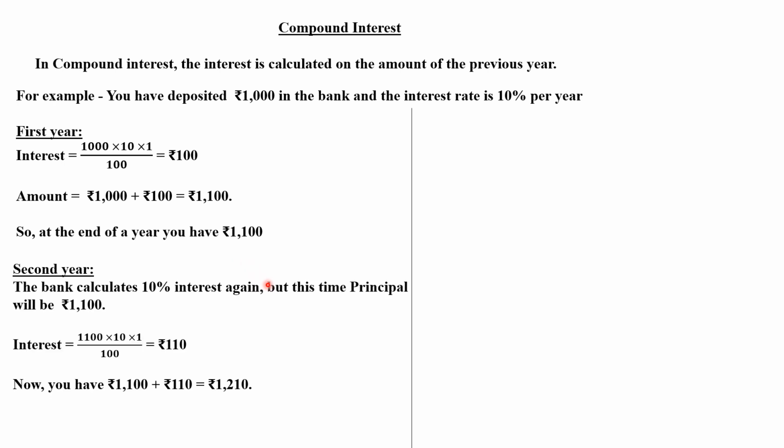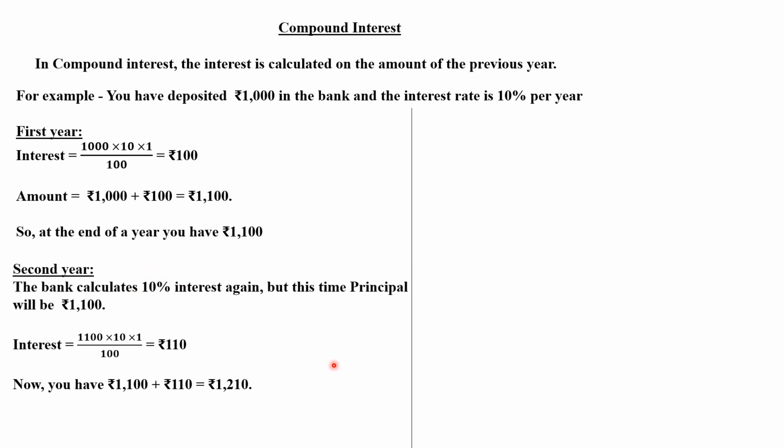Again, now interest will be 1100 into 10 into 1 by 100, because the rate is the same 10% and time is again 1 year. If I calculate, I get interest as 110 rupees. So now my amount will become 1100 plus 110 rupees, which gives me 1210 rupees. So at the end of 2 years, now 1000 rupees became 1210 rupees. Now if we continue like this, for the third year, this 1210 will become the principal amount. The rate will remain 10% and time will be 1 year.